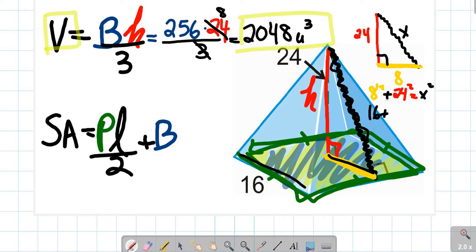No, it's not 16, excuse me. That's 64. 8 times 8 is 64. Yes, 8 times 8 is 64. I'm a math teacher. I can math today. Plus 24 times 24, excuse me, 576 equals x squared. I end up with 640 equals x squared.